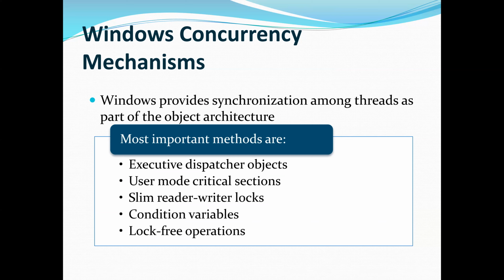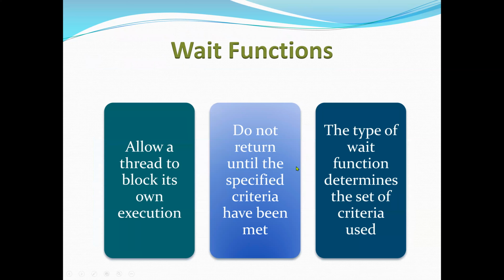Here, the dispatcher objects make use of wait functions. We first describe wait functions and then look at the synchronization methods. So first we talk about the wait function. Again, the wait function allows a thread to block its own execution. Also, wait functions do not return until the specified criteria have been met. And lastly, the type of wait function determines the set of criteria that will be used.